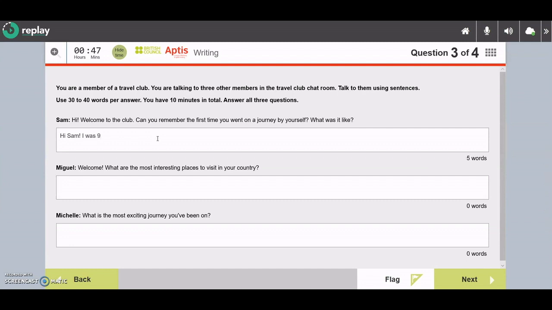I was 9 to see my uncle who lived in Bulawayo." It was amazing. Right.